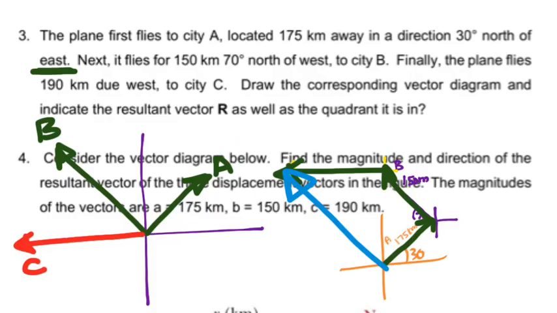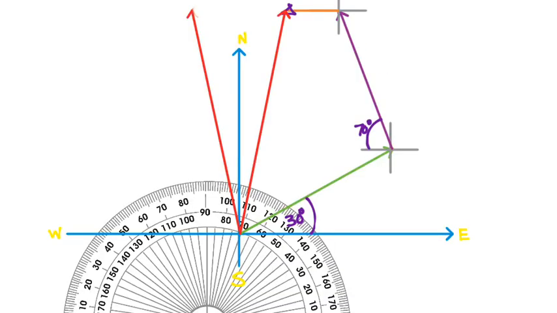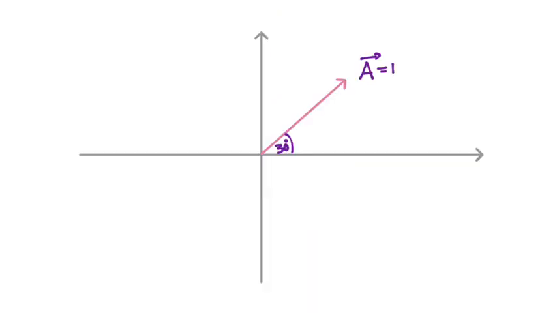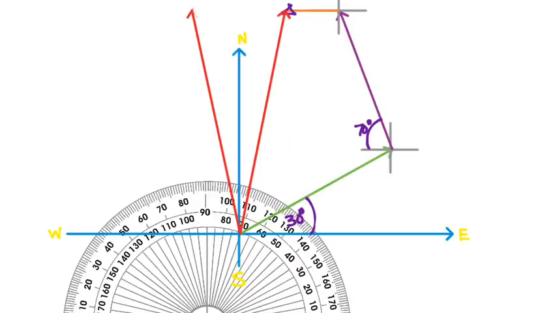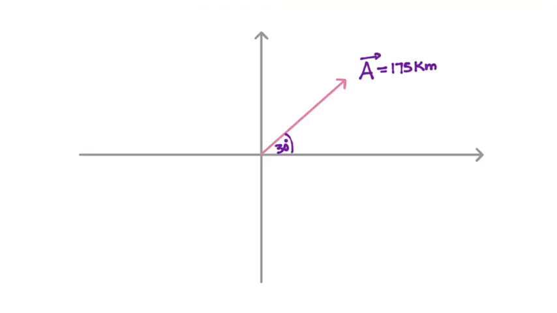And remember, it was 175 at 30 degrees. Because the idea here, I don't like to just draw. 175 kilometers. And then the other vector is gonna be this one, meaning it's gonna be slightly above.